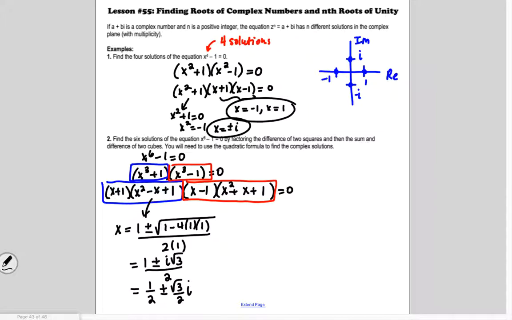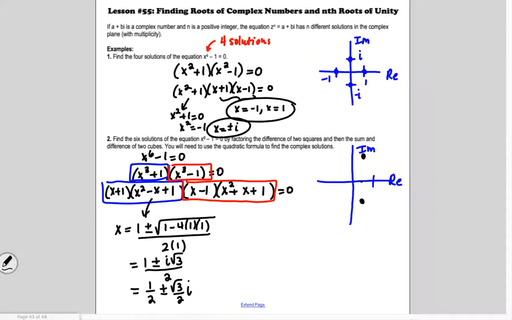Okay, so let's go over here to this graphing area and think about where one of those is located. If I have 1/2 for the real part, that means I go over to 1/2, and I go up to root 3 over 2. So it's up here. What about the other one? 1/2 minus root 3 over 2. That goes down here.